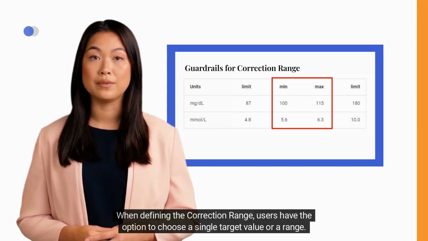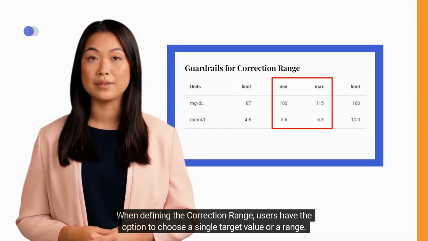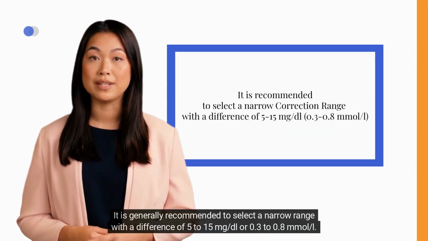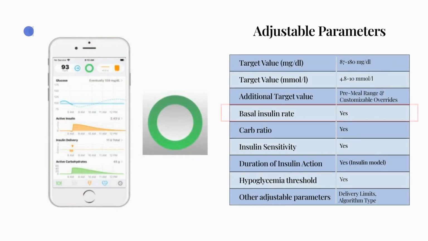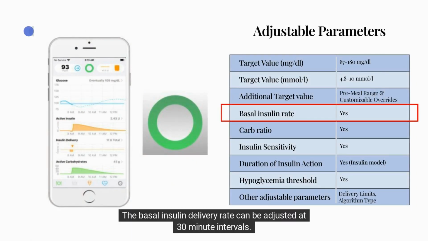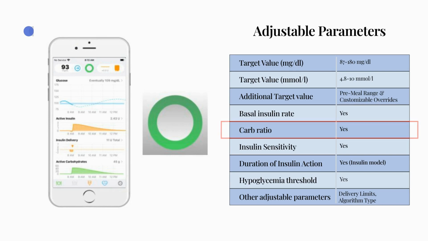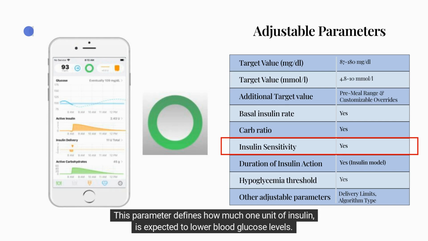When defining the correction range, users have the option to choose a single target value or a range. It is generally recommended to select a narrow range with a difference of 5 to 15 mg per deciliter or 0.3 to 0.8 millimol per liter. The basal insulin delivery rate can be adjusted at 30-minute intervals. Users can set the carbohydrate ratio that determines the amount of insulin needed to cover a specific amount of carbohydrates consumed, and the insulin sensitivity factor.